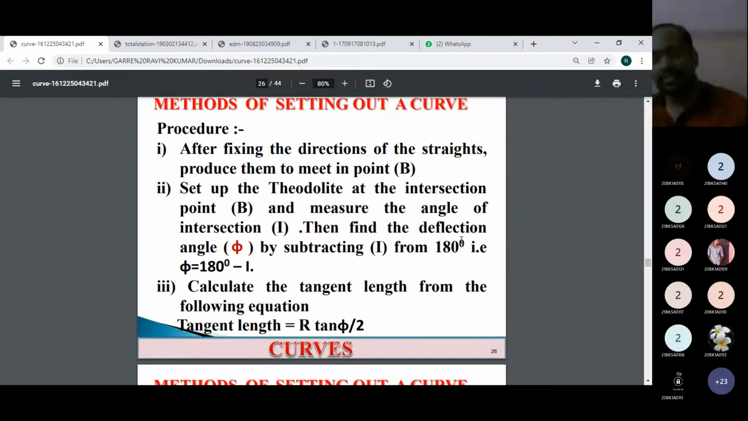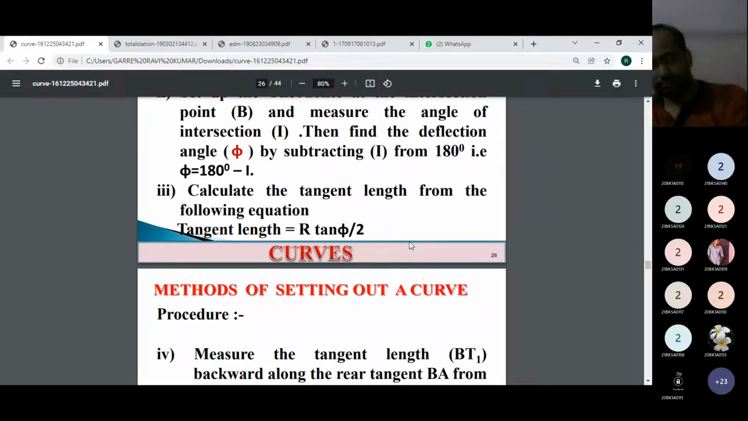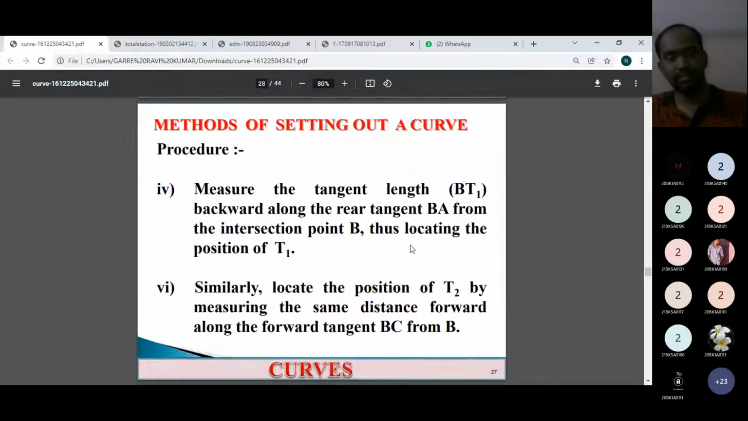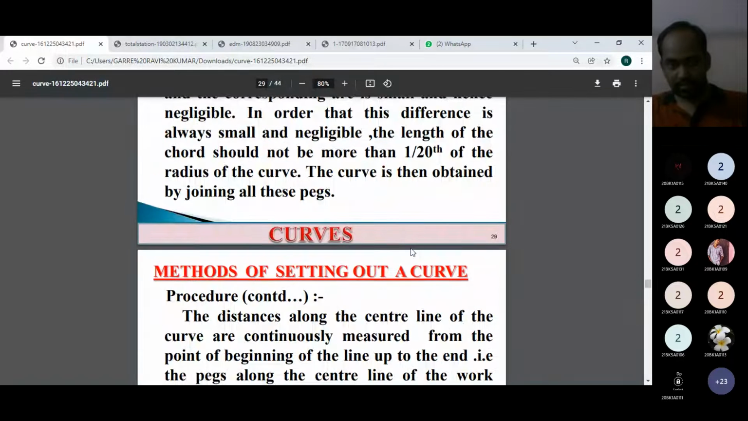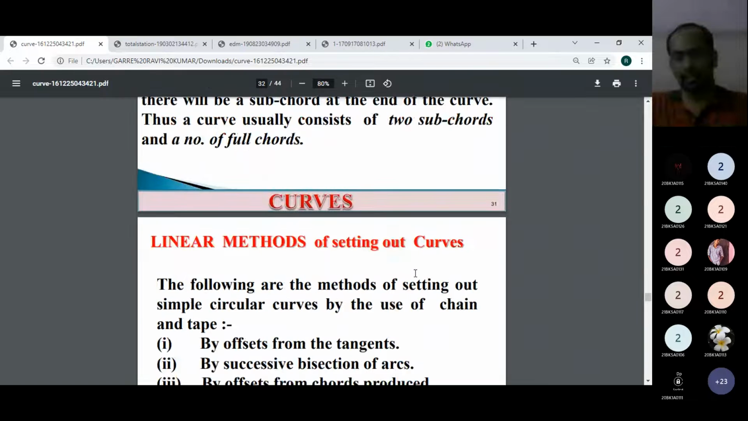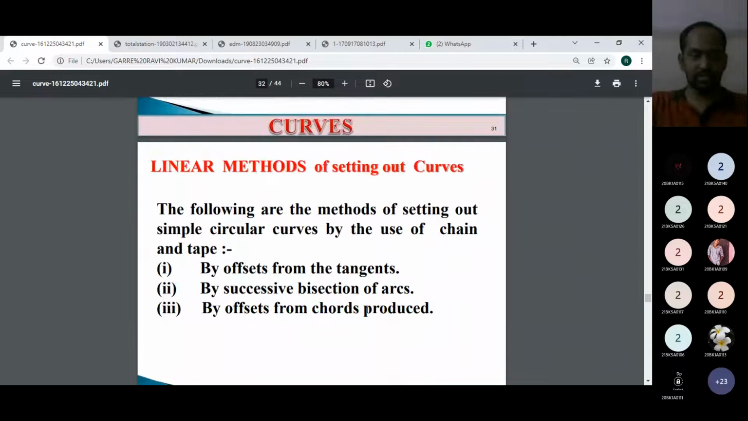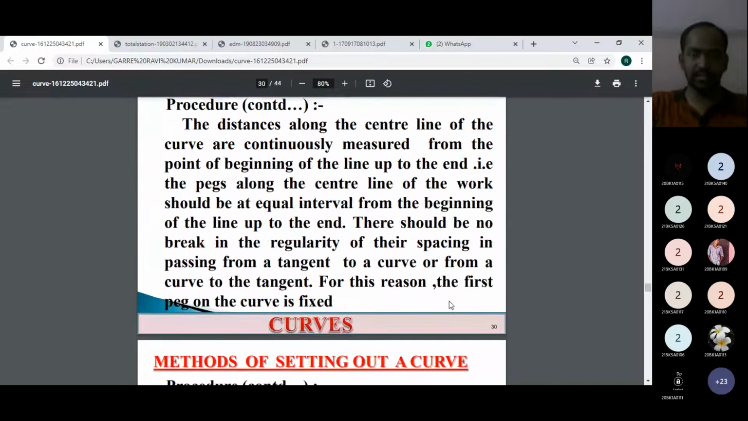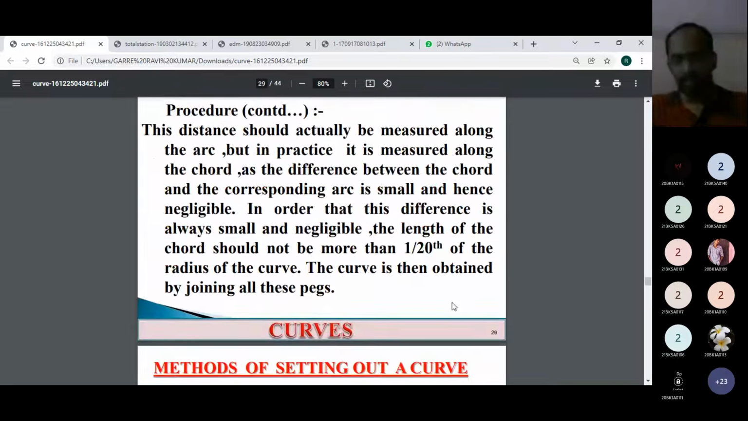Now this is the offset method. In this offset method, we will set up the long chord, and from the long chord on one side we will set up different offsets with different lengths. Then we will connect all the offsets at their ends, and then it will form a curve. That's all. So the methods are the offset method, Rankine's method, and the two theodolite and three theodolite methods.